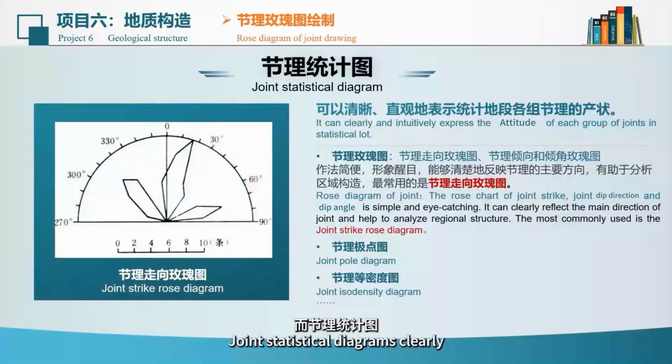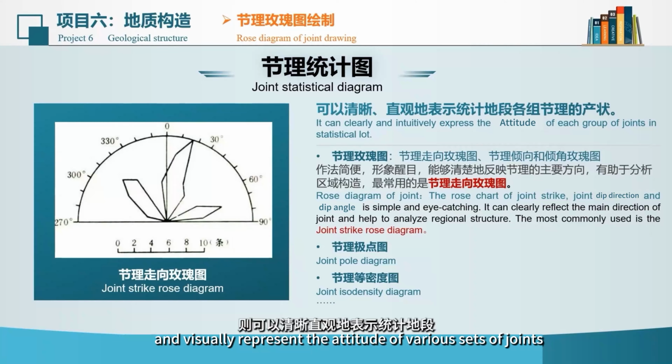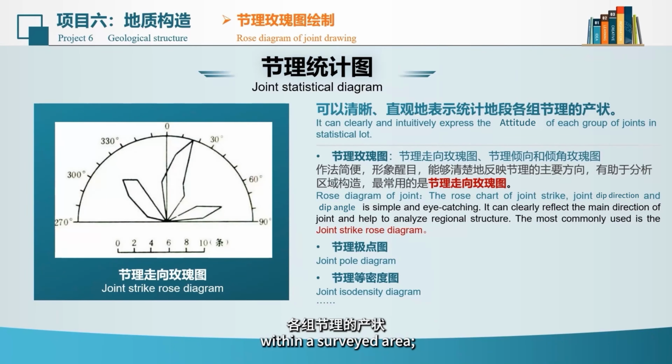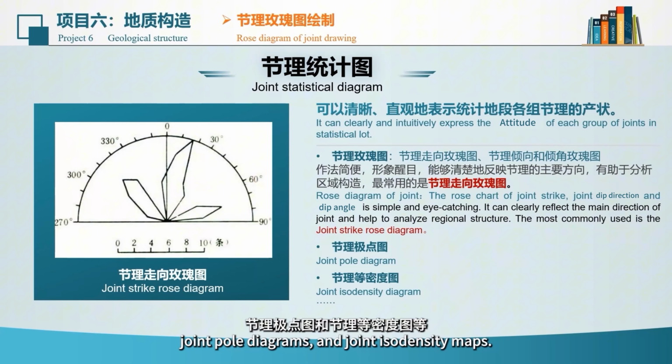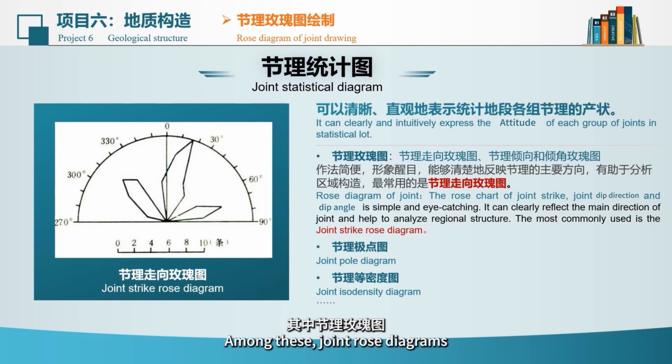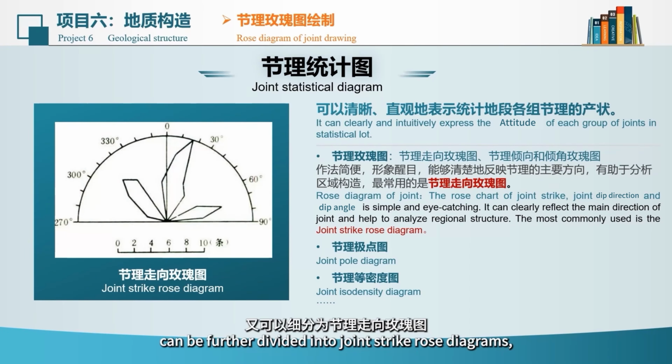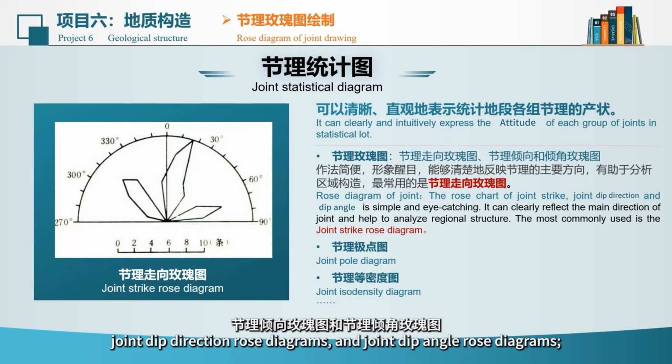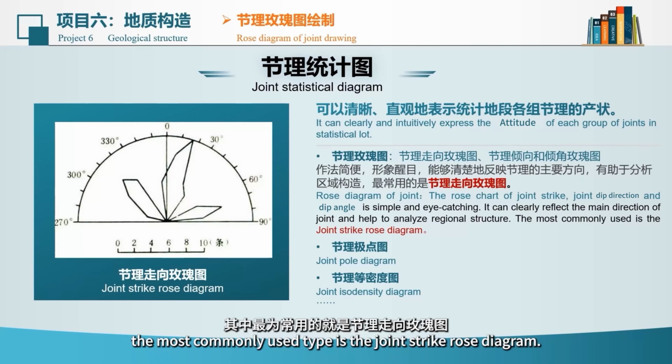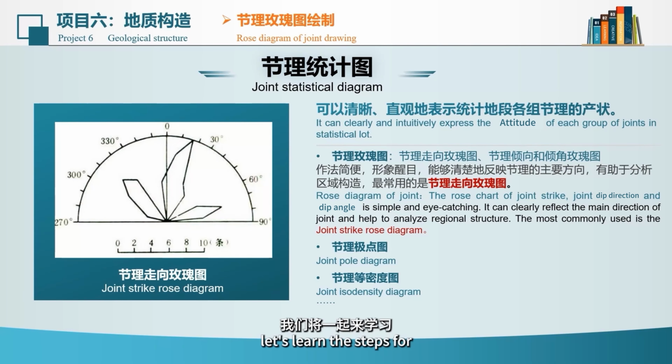Joint statistical diagrams clearly and visually represent the attitude of various sets of joints. Within a surveyed area, common types include joint rose diagrams, joint pole diagrams, and joint isodensity maps. Among these, joint rose diagrams can be further divided into joint strike rose diagrams, joint dip direction rose diagrams, and joint dip angle rose diagrams. The most commonly used type is the joint strike rose diagram. Now, let's learn the steps for drawing a joint strike rose diagram.